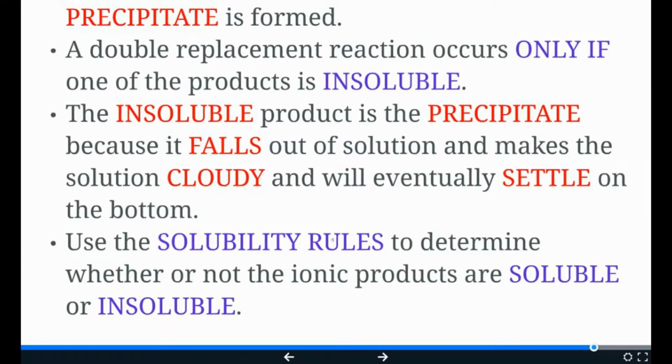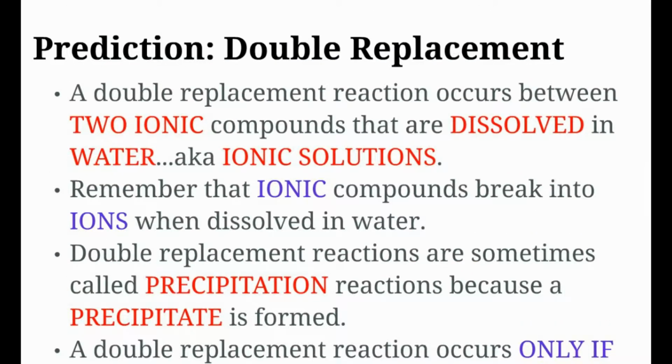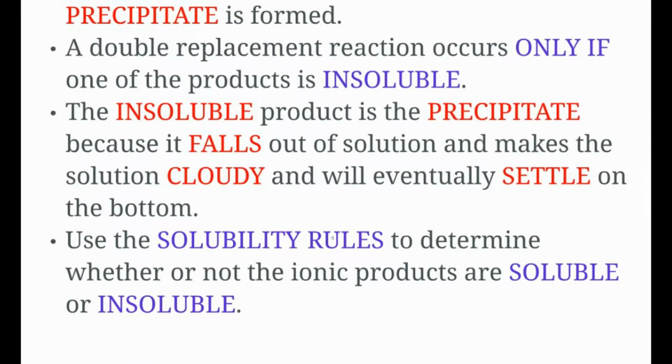All right, there we go. So a precipitate is basically that solid. So precipitates get an S. Sometimes you'll have a precipitate, sometimes you won't. All right, so scooting it down a little bit, a double replacement reaction only occurs if one of the products is insoluble. Okay, I want y'all to make this connection right now. I told y'all precipitate was the solid. Guess what else we call the precipitate?